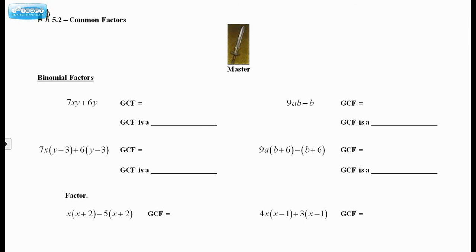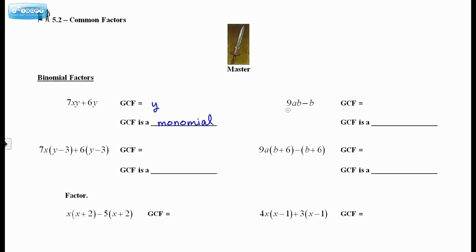Chapter 5, Section 2, binomial factors. I'm just going to show you what they are instead of trying to explain it. So here I have a binomial, and it actually doesn't ask us to factor it. It just asks for the GCF, the greatest common factor. 7 and 6, there are no common factors. X, Y, Y, the best I can do is Y. And this GCF, the Y, is a monomial. Okay, that's all it asks us to do.